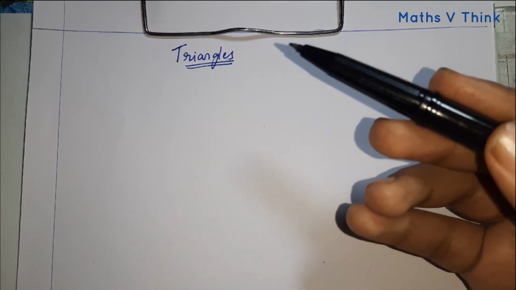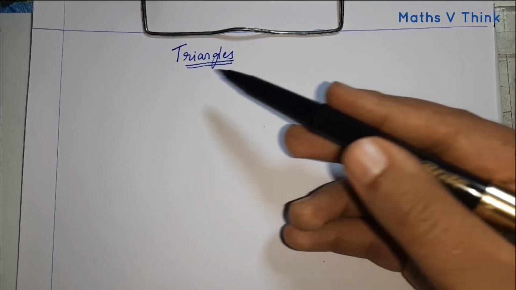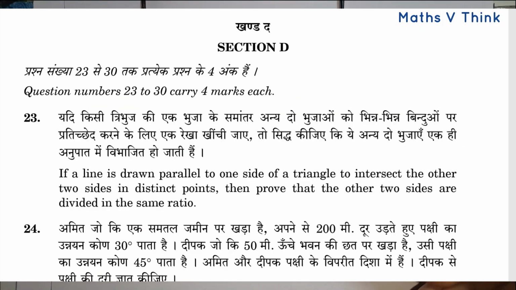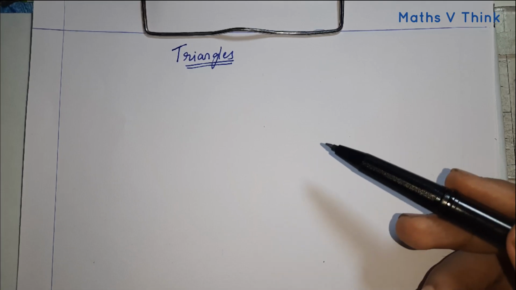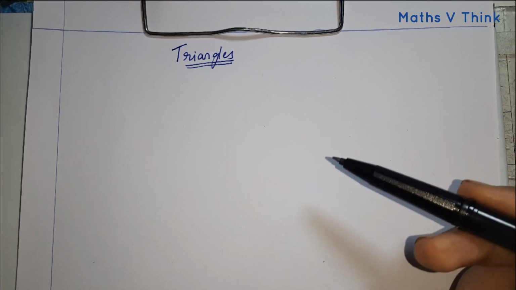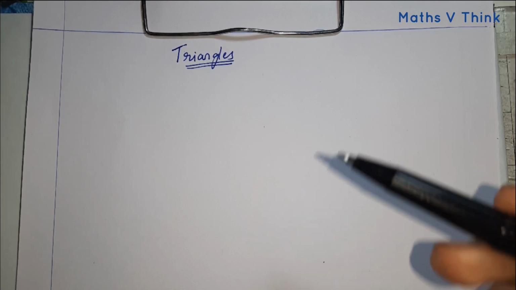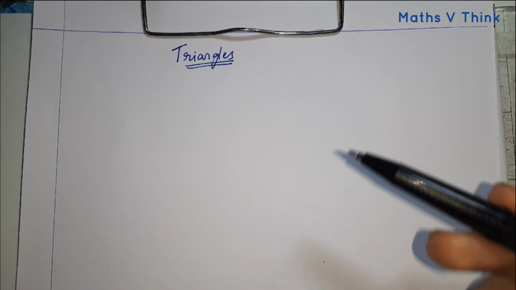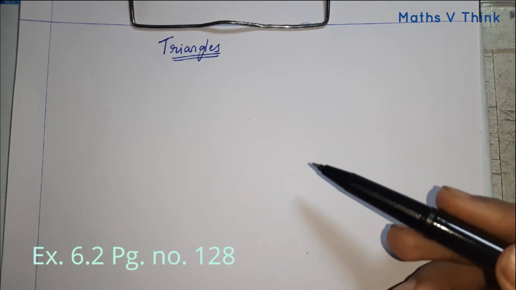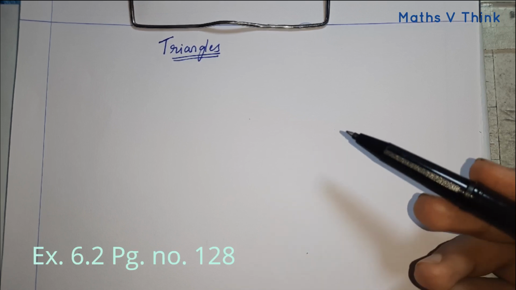Before starting the sums, I'll show you how many questions are asked from this chapter. This is a 2019 board paper. Questions number 6, 14 and 23 are from this chapter. On an average, 8 to 10 marks are asked from this chapter. Like this, I will analyze every chapter. If you watch our videos regularly, you get to know what type of questions will be asked. So now, we'll start with the 8th question of 6.2.